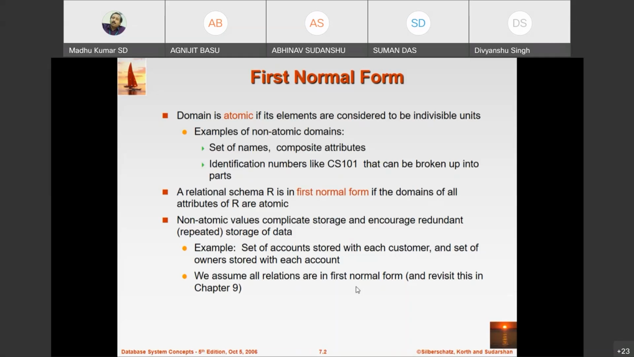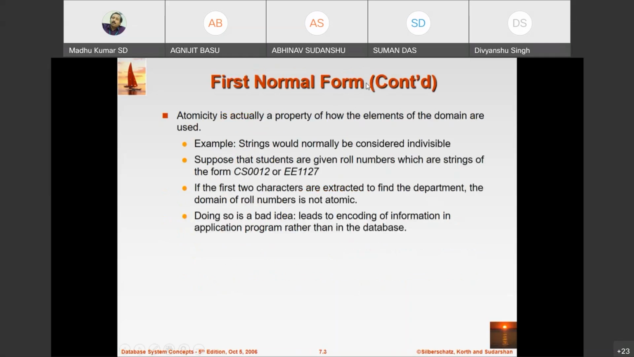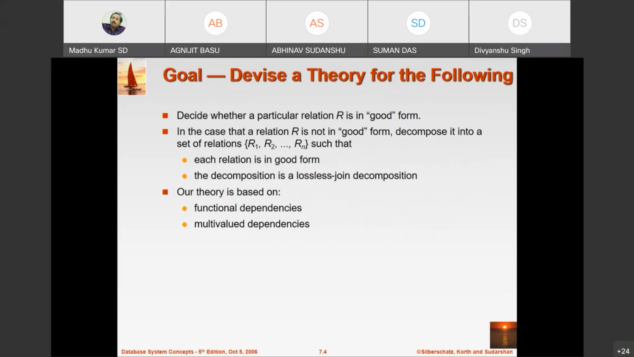Now, here another example is given regarding normal atomic values.